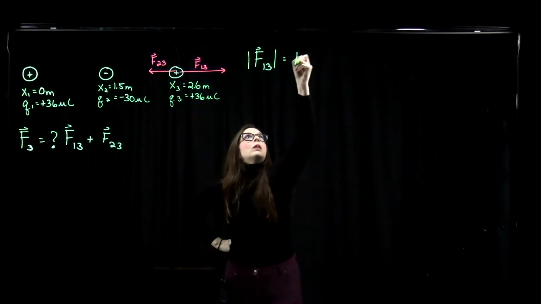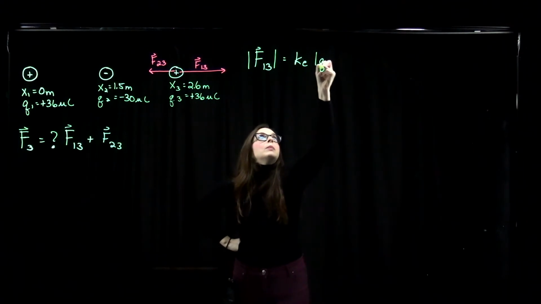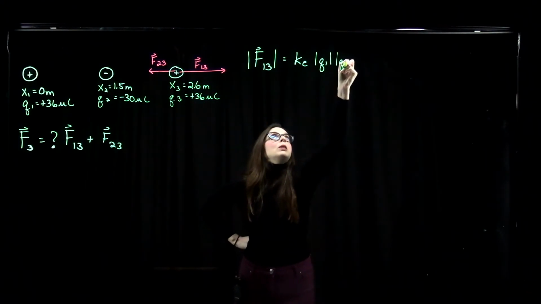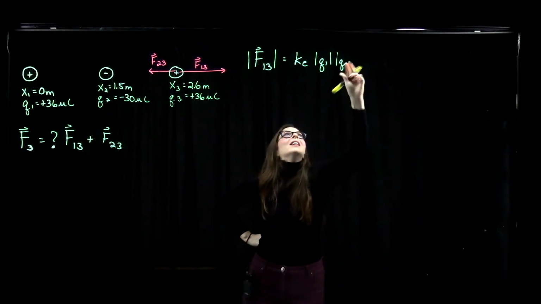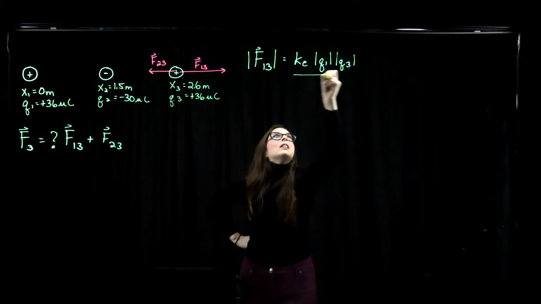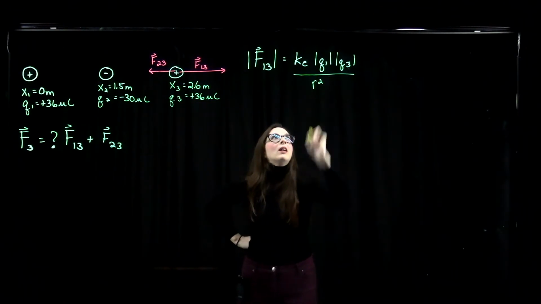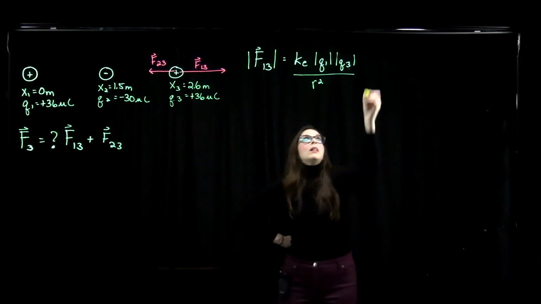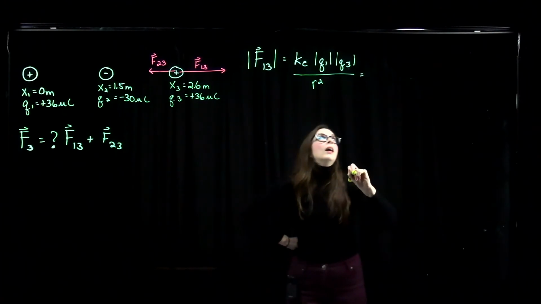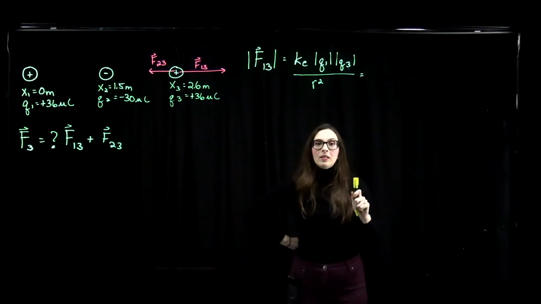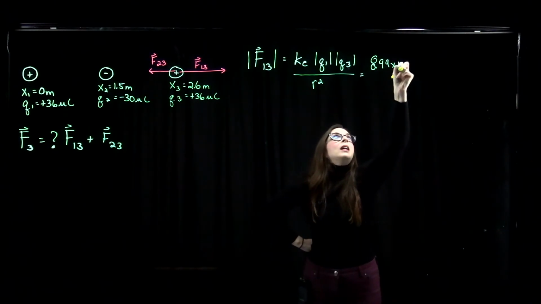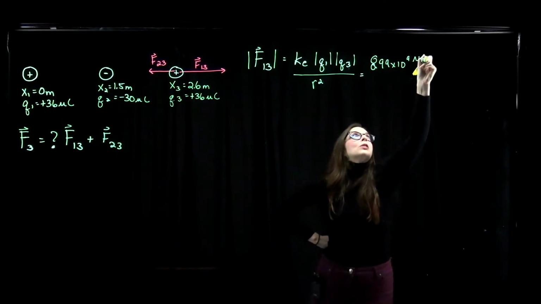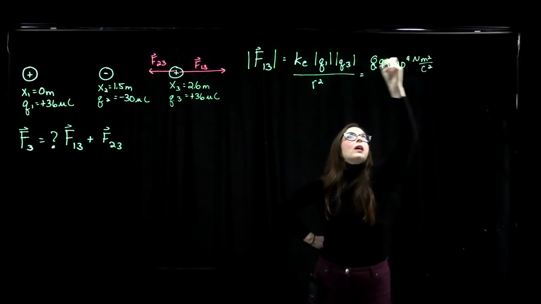And that's going to equal our Coulomb constant times Q1 times Q3, all over the distance between them squared, okay? So then our Coulomb constant is 8.99 times 10 to the 9 Newton meters squared over Coulomb squared.